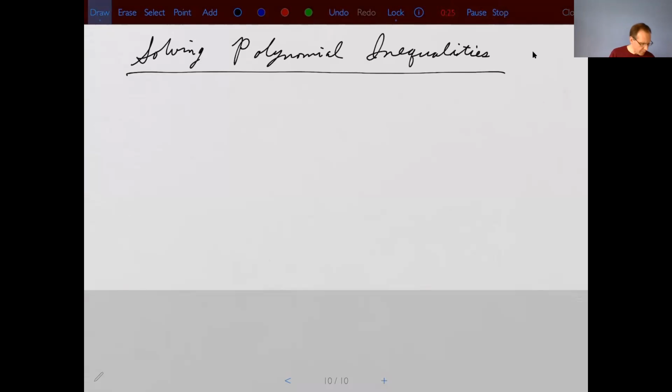Okay, so for example, let's say we're asked to solve this particular inequality. We want to solve x minus 3 times x minus 2 squared is greater than 0. So I want to figure out the x such that that is true, right? x minus 3 times x minus 2 squared is greater than 0.